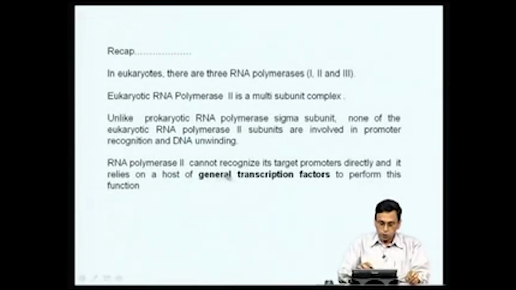And RNA polymerase 2 cannot recognize the target promoter directly, and it relies on a host of general transcription factors to perform this function. This is what we discussed in detail in the last class.